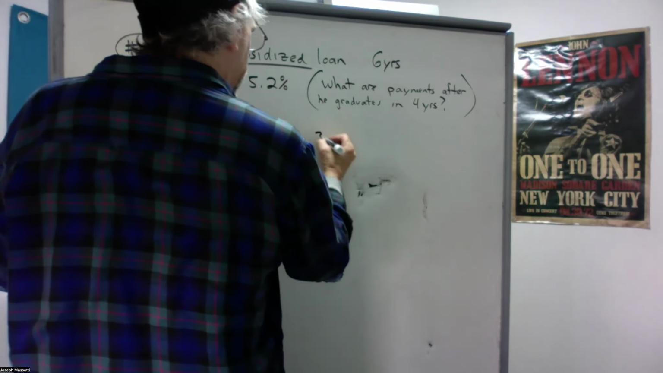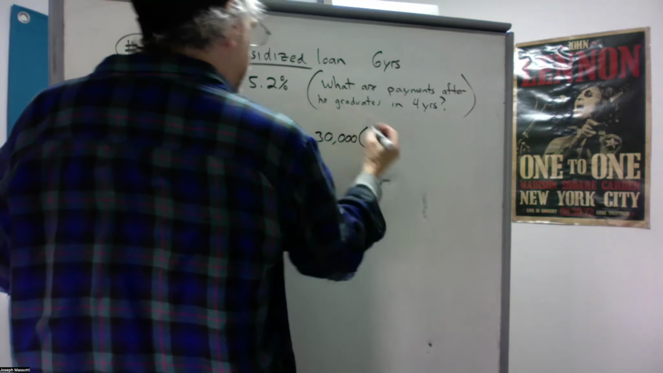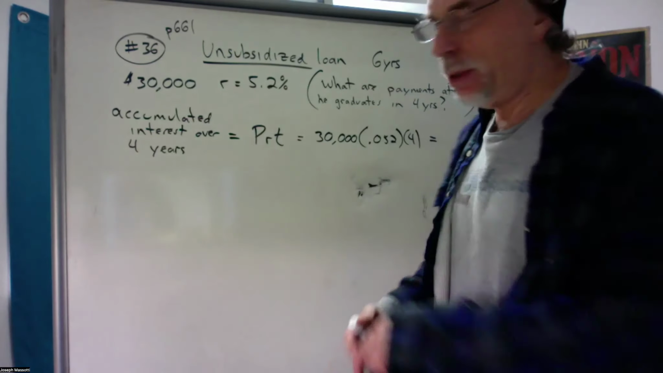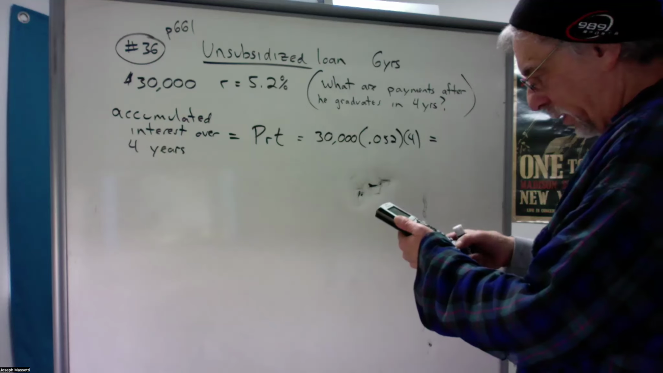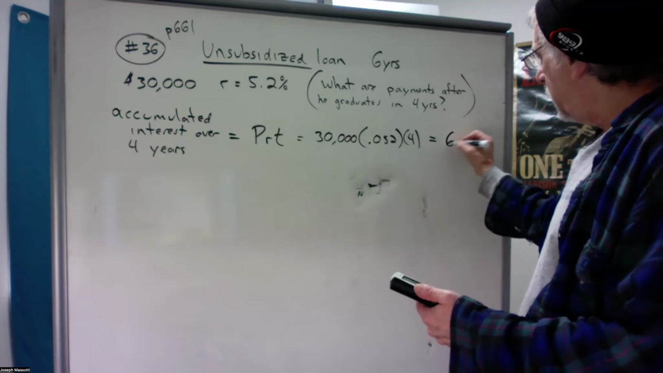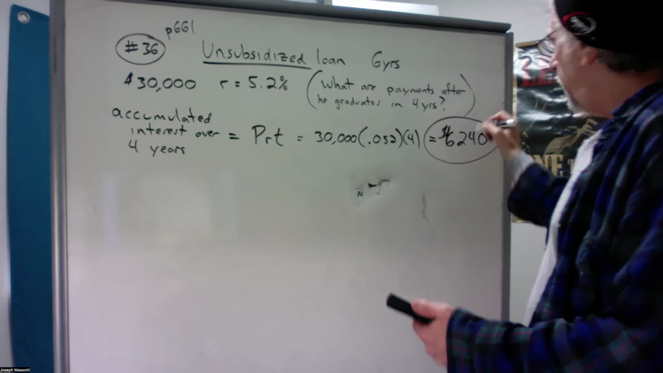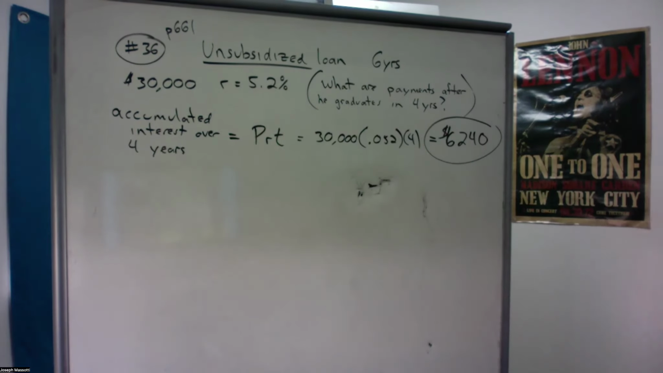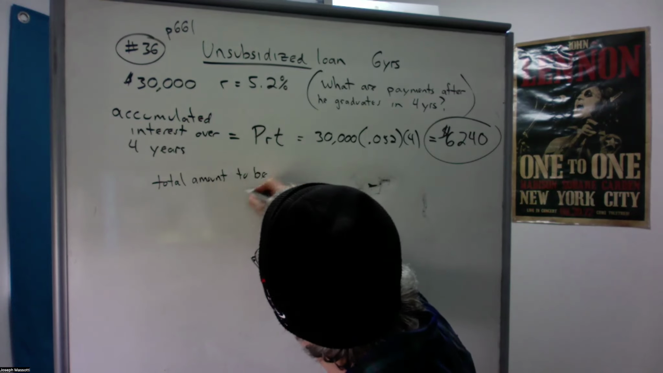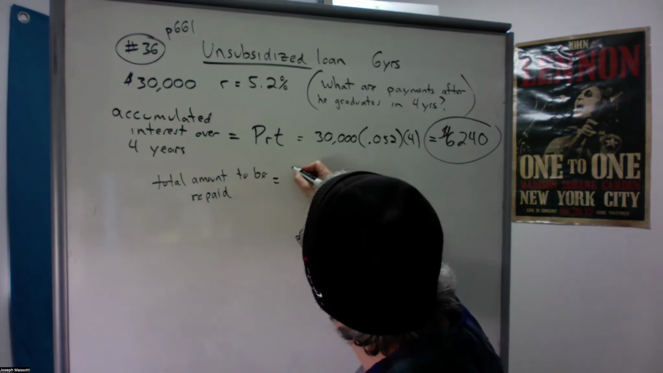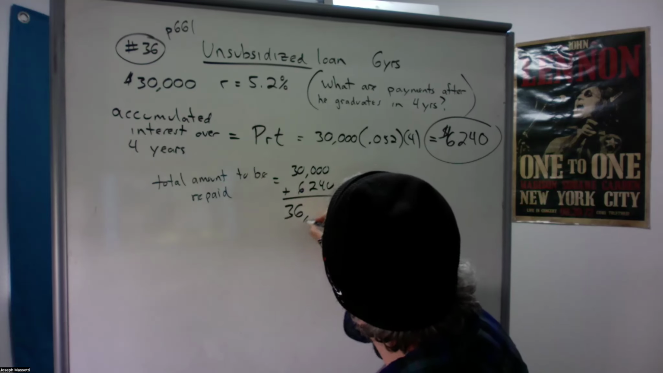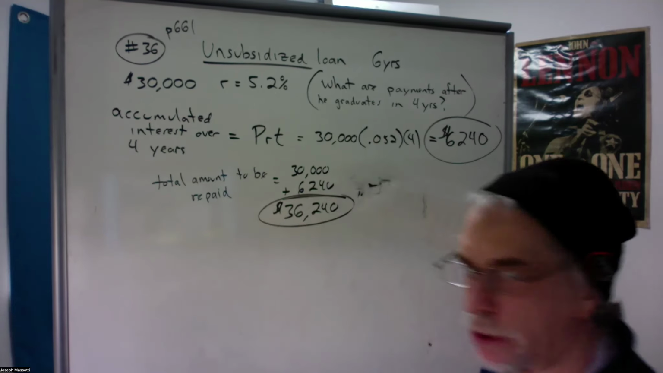Time is in 4 years here. So we have 30,000, the rate is 5.2%, so 0.052, for 4 years. We're going to add this number to the total before we go to the monthly payment formula. So 30,000 times 0.052 times 4 is $6,240, and that's going to be added to that total. So now the total amount to be repaid is going to be the 30,000 plus the 6,240. So now we have $36,240 as the amount to be repaid.